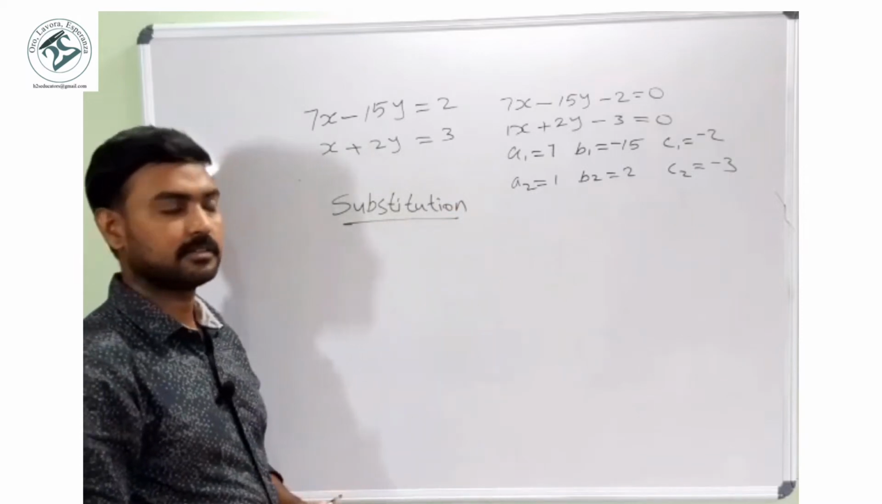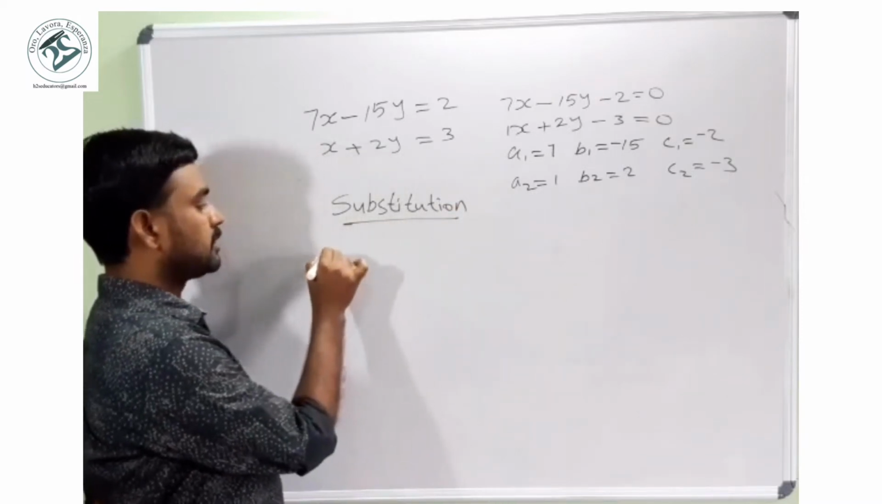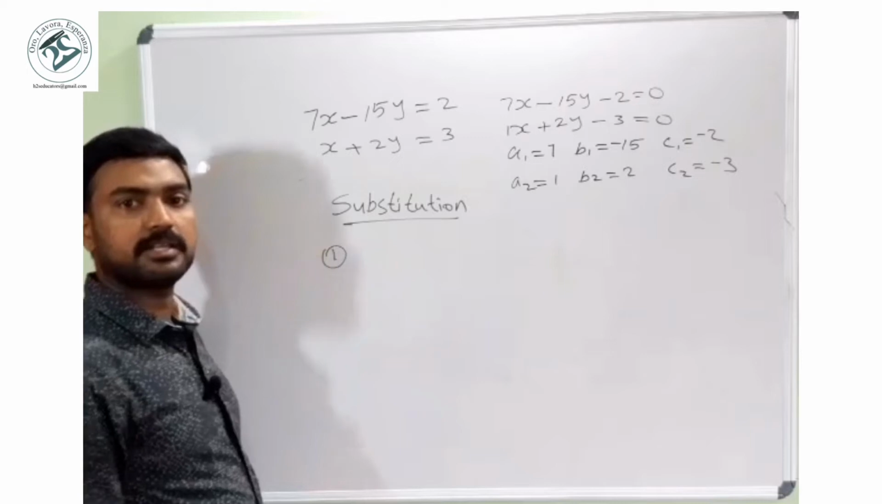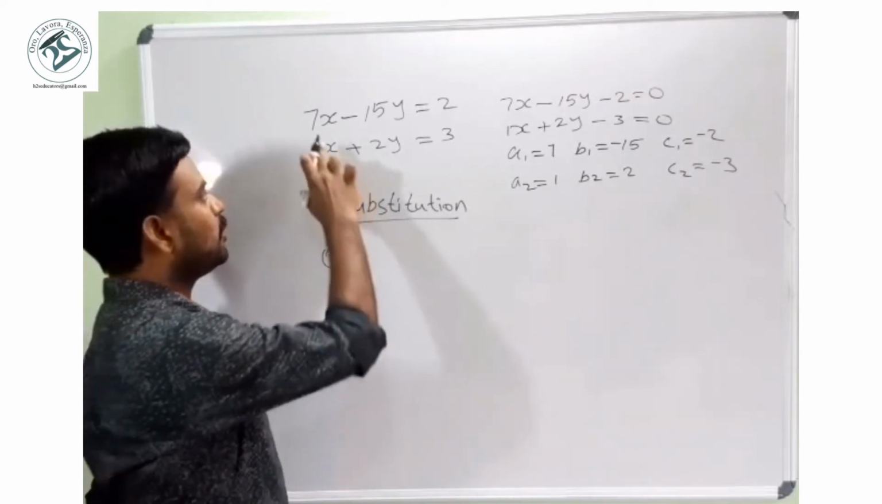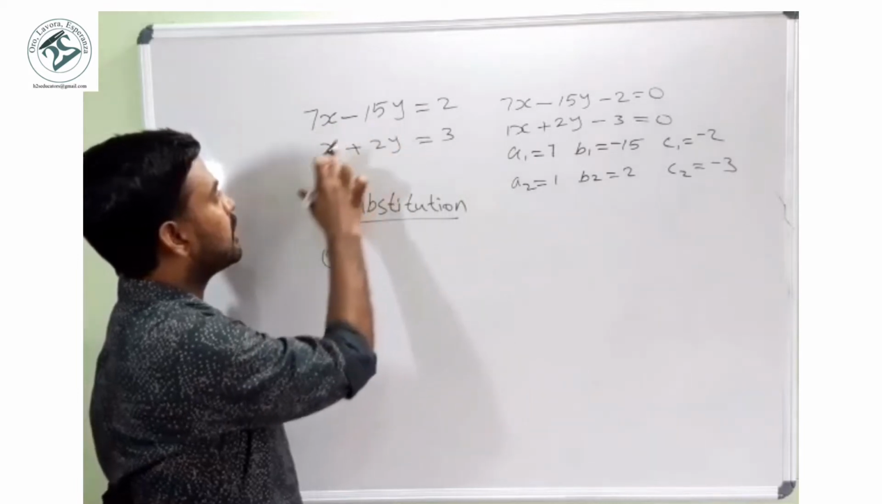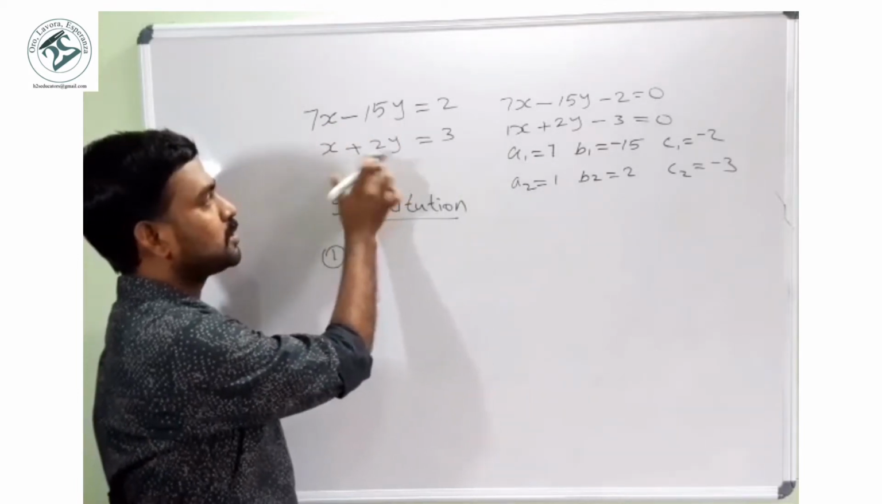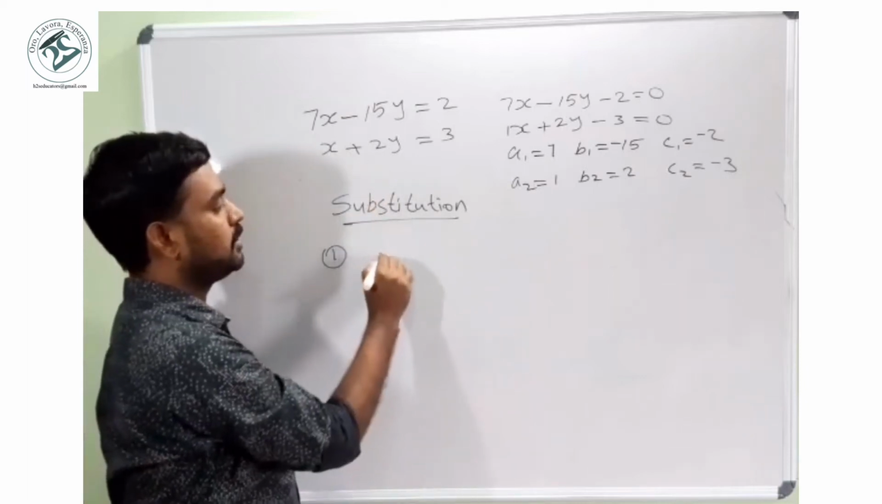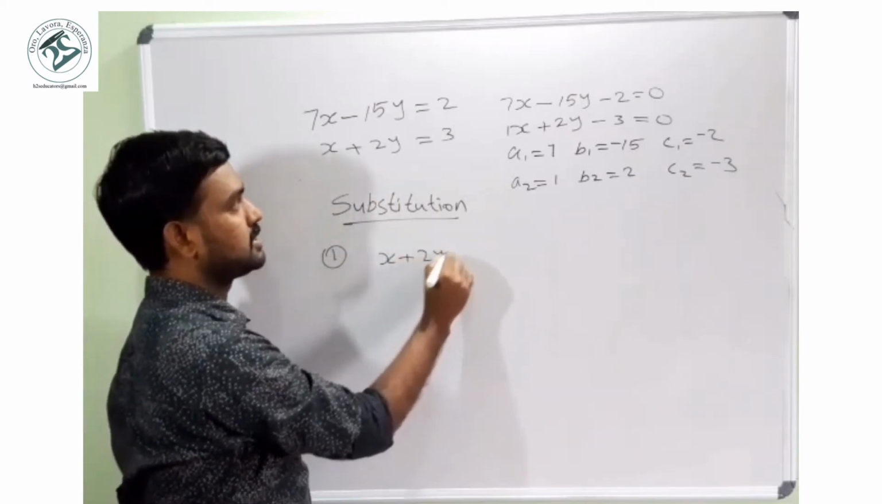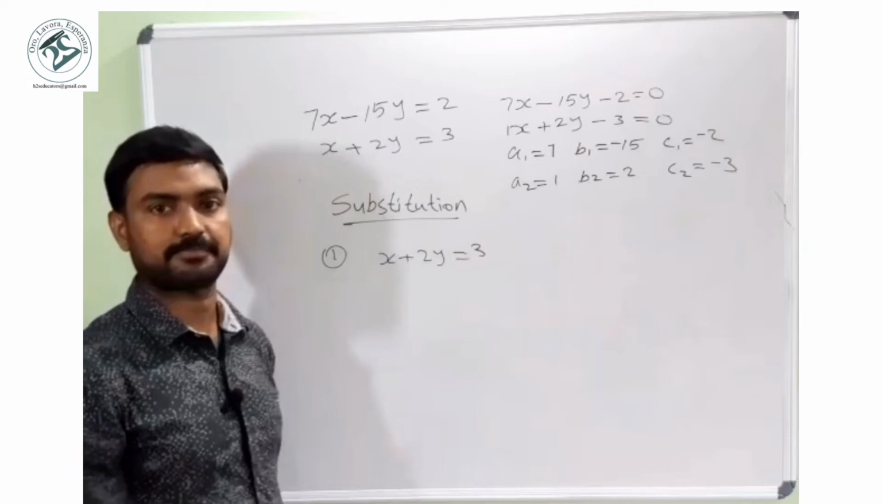Substitution method. In the substitution method, the first step is to identify the simple equation. Whichever one you feel is simple, you can select. Here you look, the coefficients are 7 and 15, but here the coefficients are 1 and 2. So this equation is simple as compared to this. So we can select this simple equation, x plus 2y is equal to 3, at first.